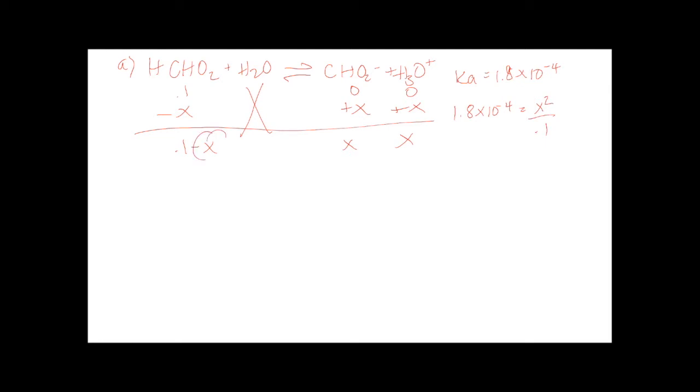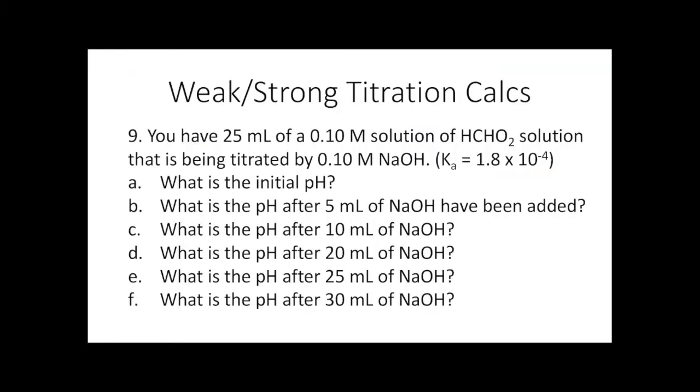We can drop this because it's small. And so we get x is equal to 0.0042, and the negative log of that is going to give us the pH because we found our concentration of acid, so it's 2.37. Okay, easy, right? No biggie.